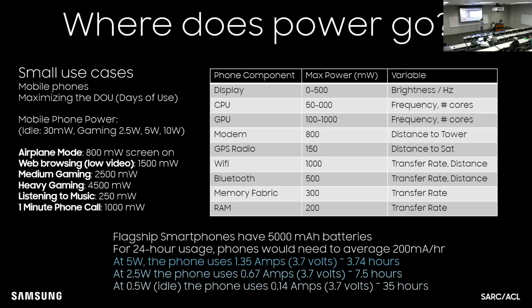And so if you think about it, most flagship smartphones have about a 5,000 milliamp hour battery. And so for 24-hour usage, you'd need to average 200 milliamp hours. So if you look at it, at 5 watts, we can probably play a video game for almost 4 hours. At something like Angry Birds, you could probably play for 7.5 hours. And then idle, it could probably last for about 35 hours, which, just based on the math, seems right, based on people's usage.